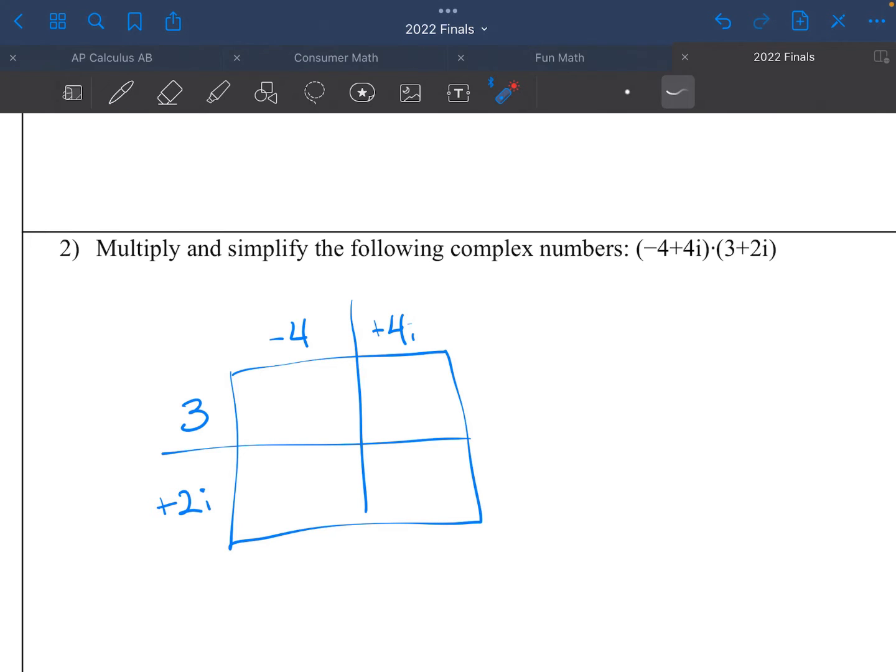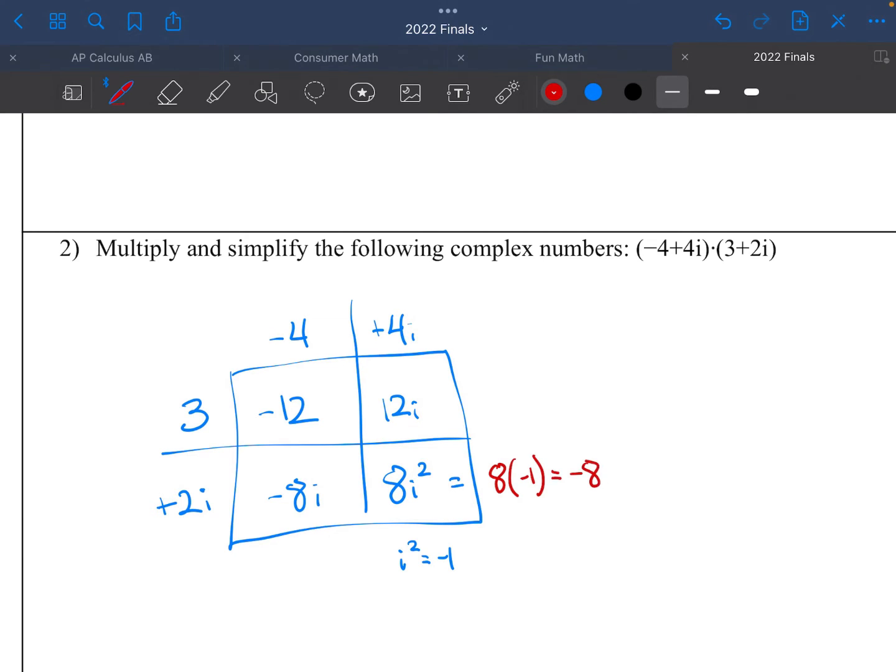Multiply, I'm going to do negative 4 times 3 is going to be negative 12. Then I'm going to do 4i times 3 is a 12i. Then I have negative 4 times 2i is a negative 8i. And then finally, careful here, 4i times 2i is an 8i squared. And remember, since i squared is negative 1, that means that this whole number in here is really equal to 8 times negative 1, which is negative 8.